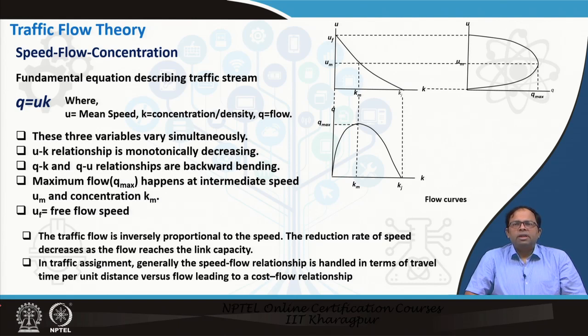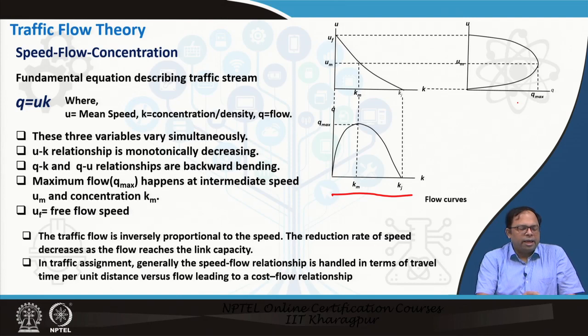In this particular figure, you can see the relationship between three primary components of this fundamental equation, which is the speed flow concentration equation, where Q is equal to UK, where U is mean speed, K is concentration or density, and Q is flow. These three things vary simultaneously. As you can see in these graphs, we have plotted Q by K, and here it is U by K. U is speed, K is concentration, and Q is flow.